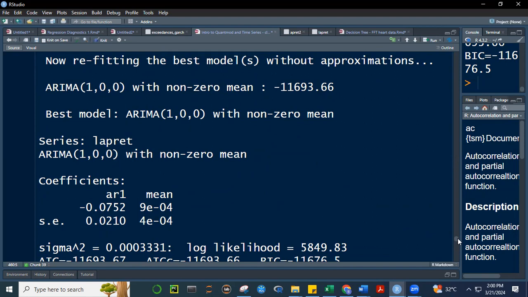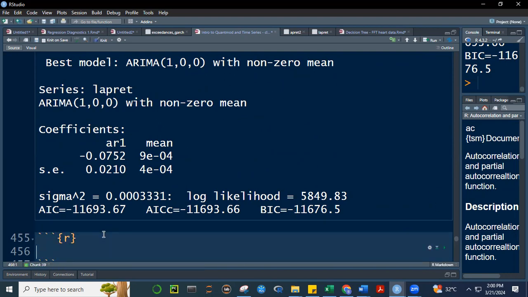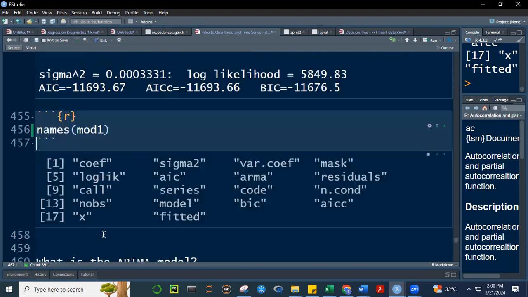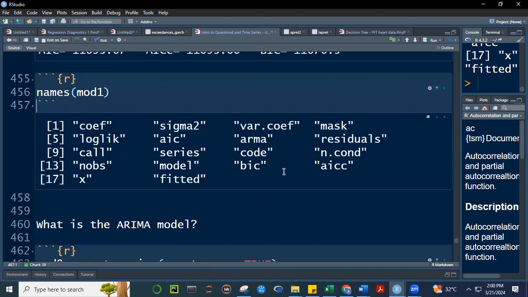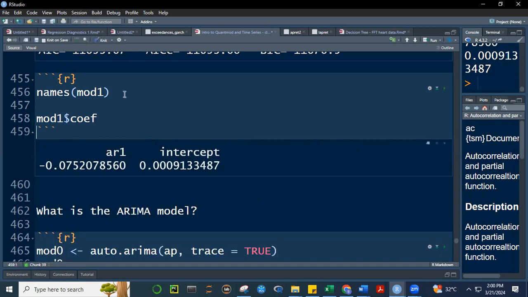So what's our model now? What is our model class? Tingnan natin names. Ano yung laman ng mod 1 natin? So, ito yung mga names ng mod 1 natin class, no? Right? So marami siyang laman. Andiyan yung coefficient. Let me get the coefficient mod 1 dollar coef. You can get the coefficient from that. Okay? So ito class yung model natin. So how will our model look like, class?